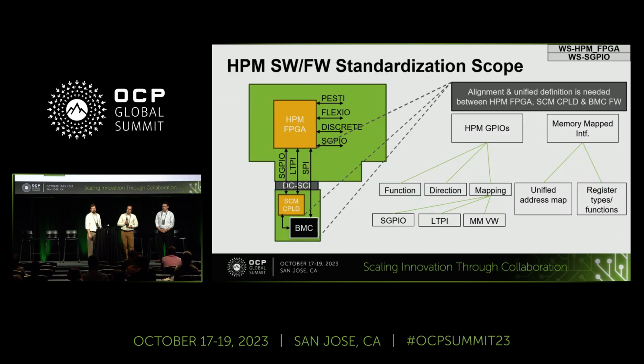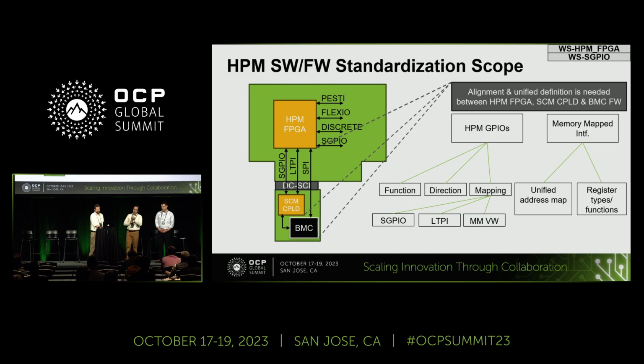Okay. Another work group that will be initialized, that Tim just talked about, is the SGPIO work group. If you zoom out a little bit on the host processor module FPGA that I have been focusing on, you can see that the touch point for this HPM FPGA interface to the rest of the system is mostly defined by this DC-SCI interface, right? So we have this serial GPIO, SOLTPI, SPI memory mapped interface, and we need to find a way to define and standardize these payloads so we can have better interoperability between the host processor module and the DC-SCM.